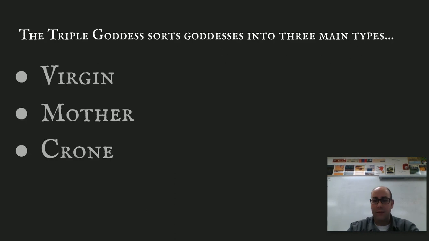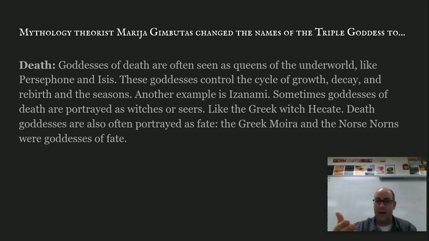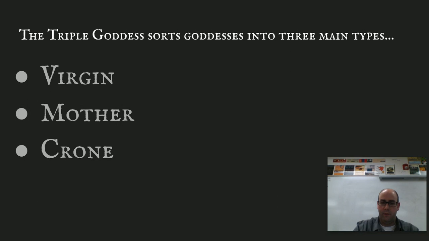So when we go back to our original, that fits very well with our mother figure, right? A goddess of life is a mother figure. They're nurturing, they're protecting, they're giving creation, giving life to people and to their creations. Then the second one that Gimbutas names is a goddess of death. They are seen as queens of the underworld, like Persephone and Isis. They control the cycle of growth, decay, rebirth, and the seasons. They're oftentimes portrayed as witches, like the Greek witch Hecate. They can be portrayed as fates, like the Norse Norns and the Greek fates. And when we go back to our original, that fits very well with our idea of the crone.